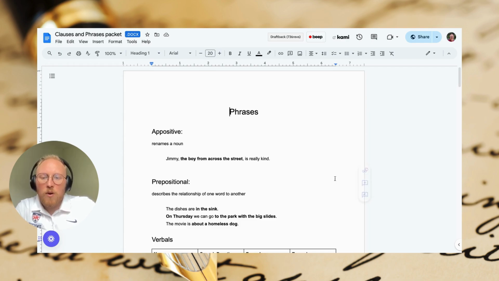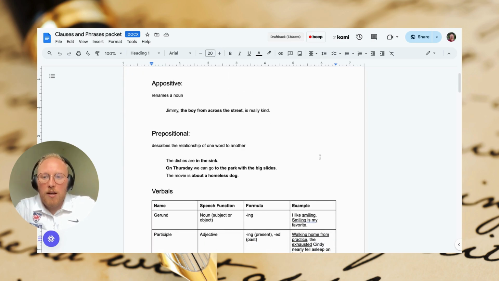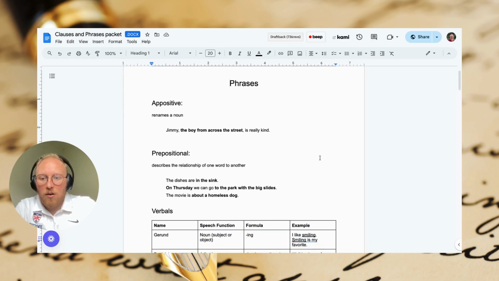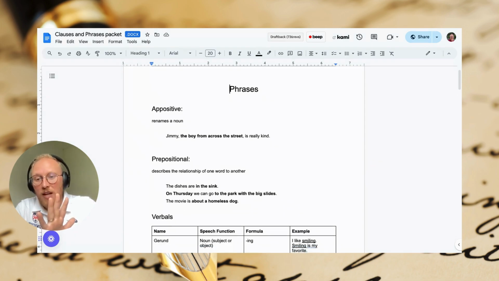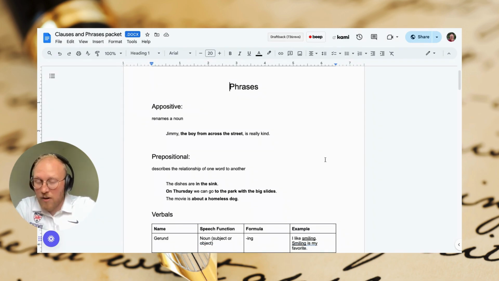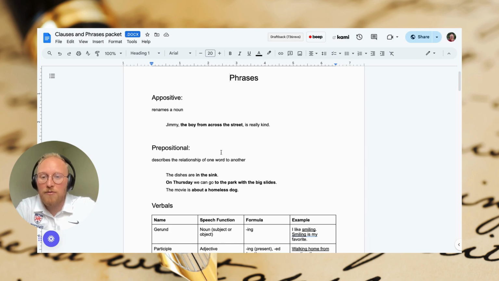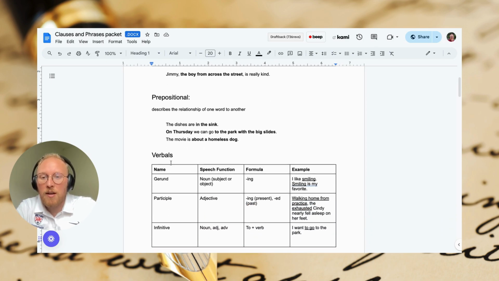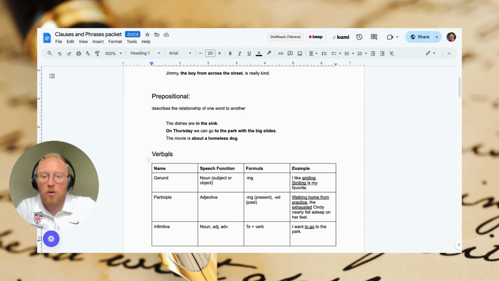Primarily, the difference between phrases and clauses is that phrases are just a group of words, whereas clauses are a group of words containing a subject and a verb. Phrases will not contain that subject and verb. Now, primarily, there are like 5 different types of phrases, but in various categories. So we have appositive phrases, prepositional phrases, and then a whole group called verbals.